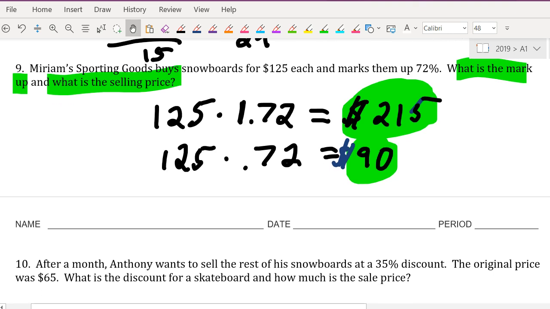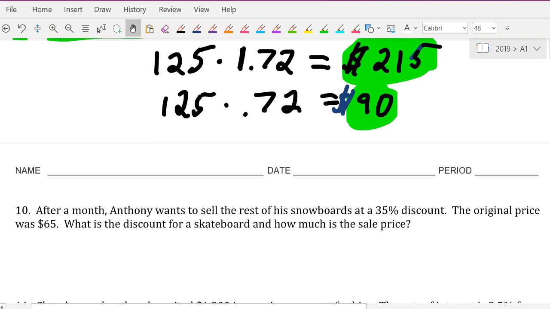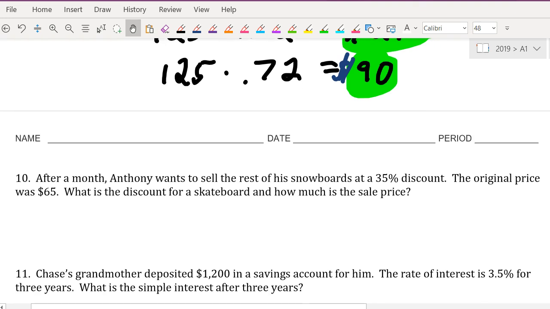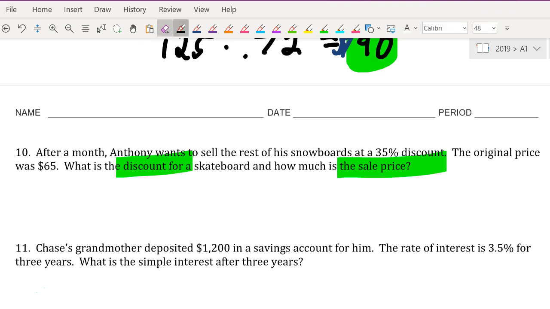After a month, Anthony wants to sell the rest of his snowboards at a discount. Original price was $65. So what is the discount and how much is the sale price? So two different answers. Okay? Discount and sale price. All right? Anybody? Anybody? I got it.